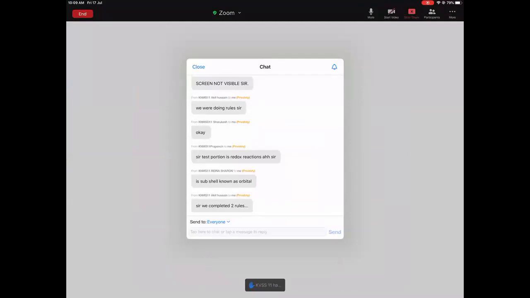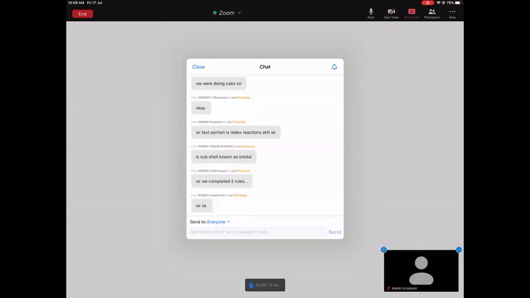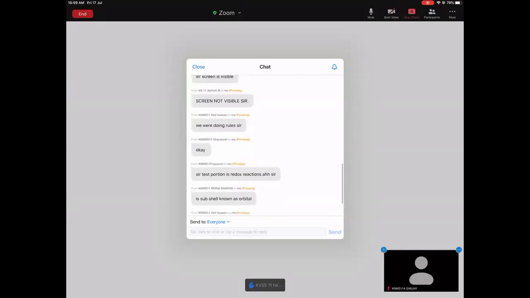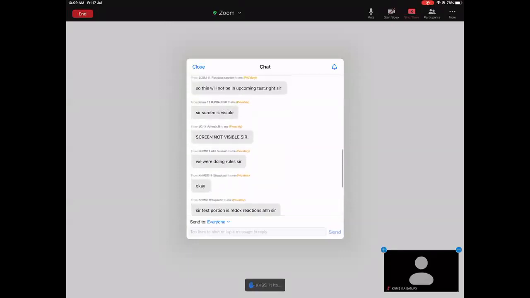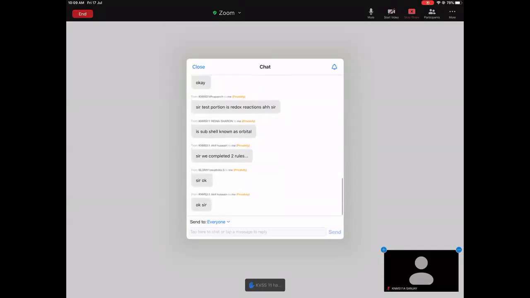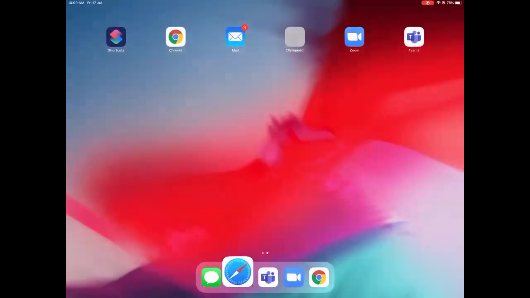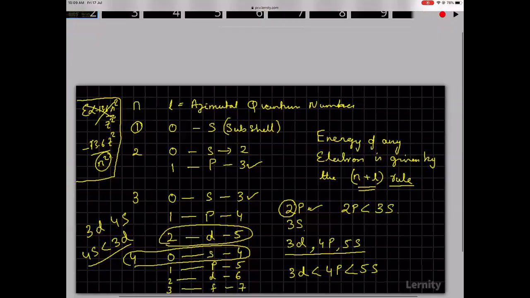There is a subtle difference between subshell and orbitals. Okay, I will explain that to you later. We don't need that right now. Sir, we completed 2 rules. I know, but still there are many people who have not understood it. Okay, so for their sake, I will explain. Yeah, so I hope this N plus L rule is understood.